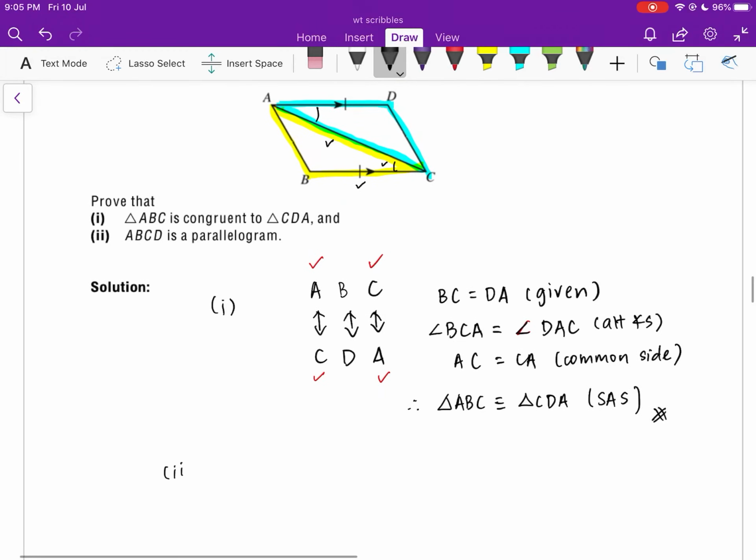Next, part 2. Prove that ABCD is a parallelogram. So first, BC equals AD. This is given. And they are parallel. BC is parallel to AD, also given.